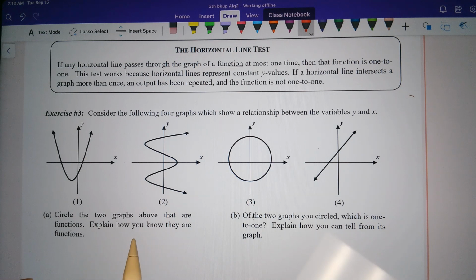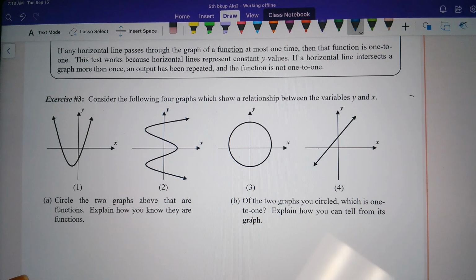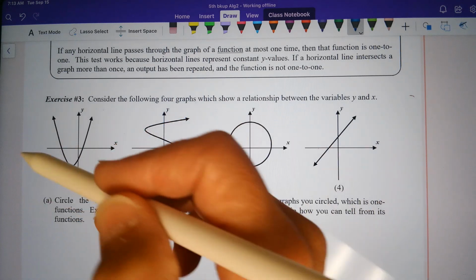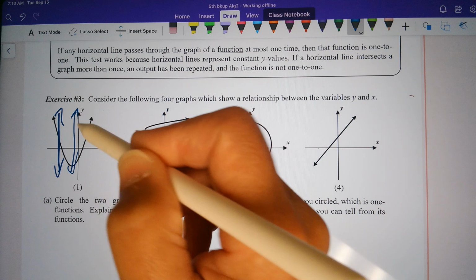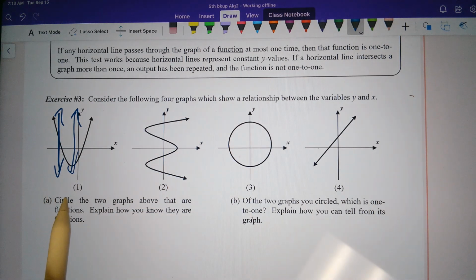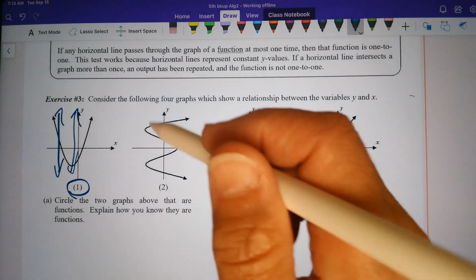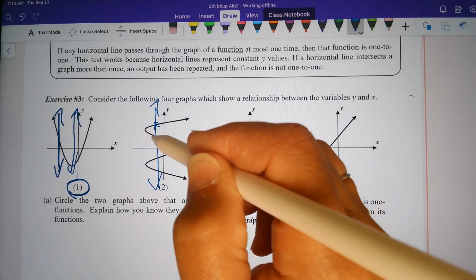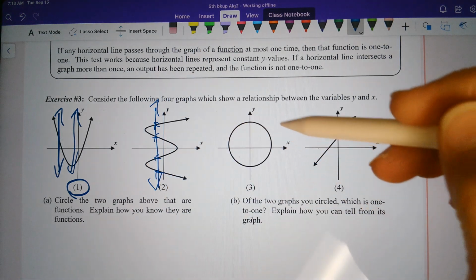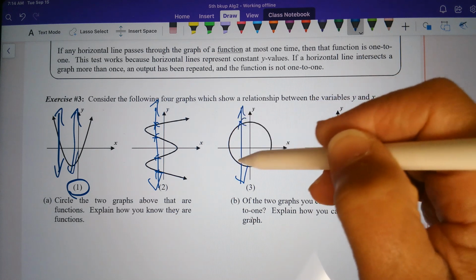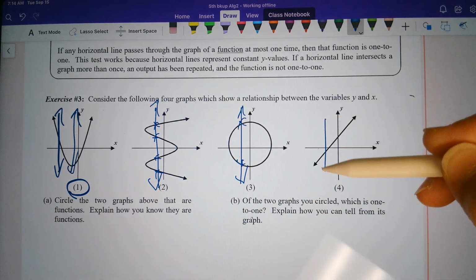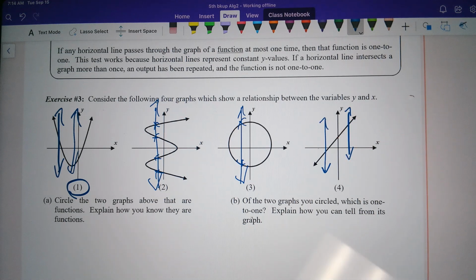A, circle the 2 graphs above that are functions. So in this case, to determine if it's a function, we're using the vertical line test. So 1 is a function. This fails. 2 is not. 3 is not. 4 is. So 1 and 4 are functions. Explain how we know. They pass the VLT, the vertical line test.